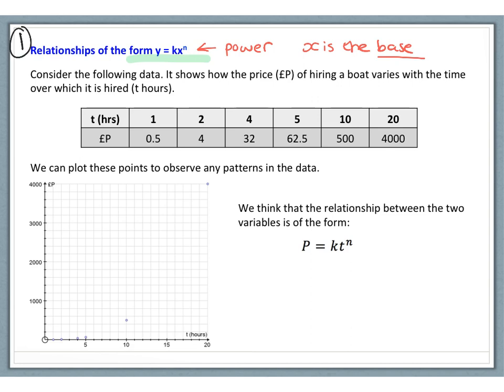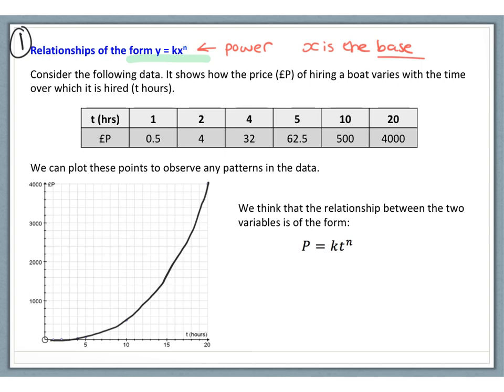It shows how the price p pounds of hiring a boat varies with the time over which it is hired in hours. Now, the first thing that we can do is plot these points to observe any patterns in the data, and you can see the points plotted on this set of axes here. You can have a go at joining up the points or drawing a curve of best fit through them, and it appears to have a sort of a power shape to it. It could be part of an x squared or an x cubed or another power of x type of curve.